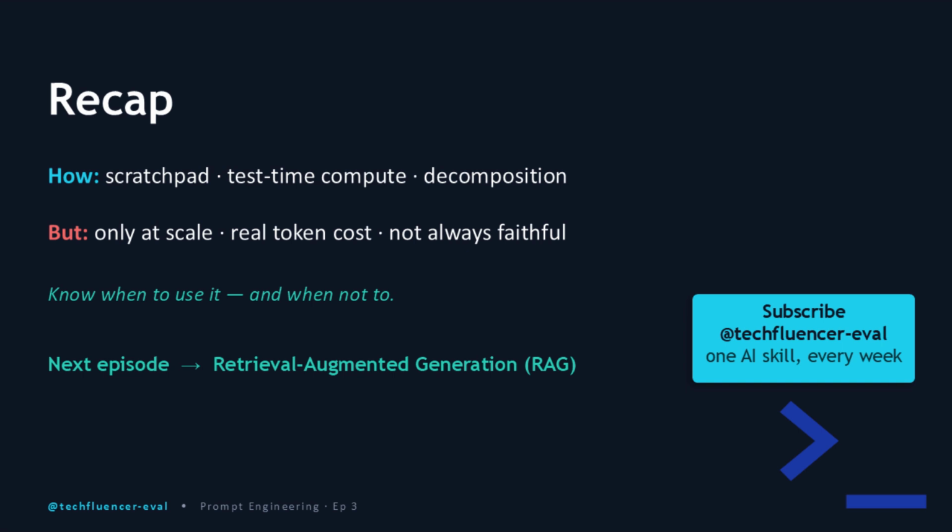To recap, chain of thought makes a model reason in steps, which works through scratchpad context, more test-time compute, and decomposition, but only at scale, at real token cost, and without guaranteed faithfulness. Master when to use it and when not to, and you're ahead of most practitioners.